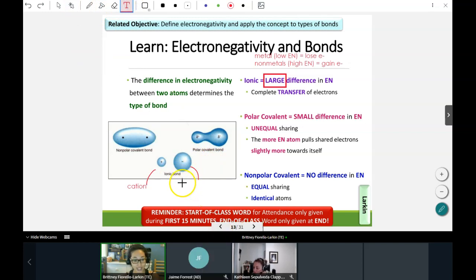Also like the anti one. What is that one called? Thank you. Yes, beautiful. It's the anion. Perfect. And so now they're opposites, now they're attracted. That is what we learned about on Tuesday.